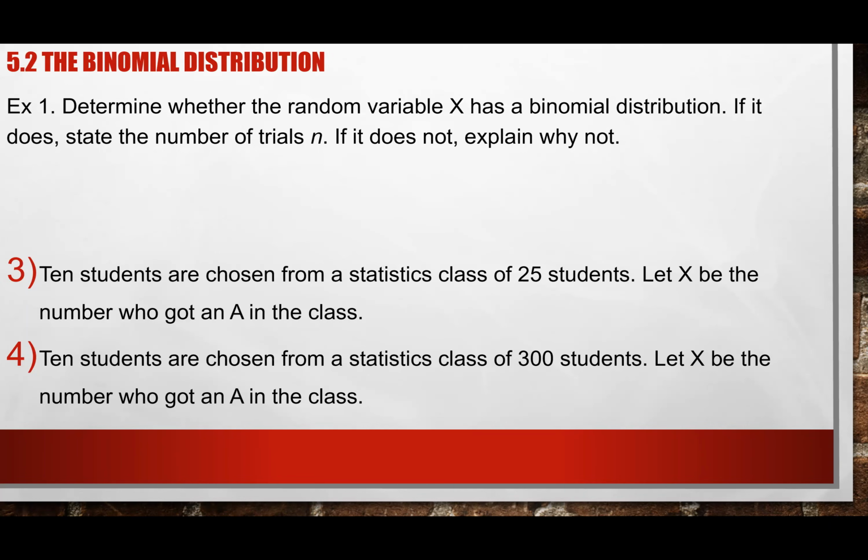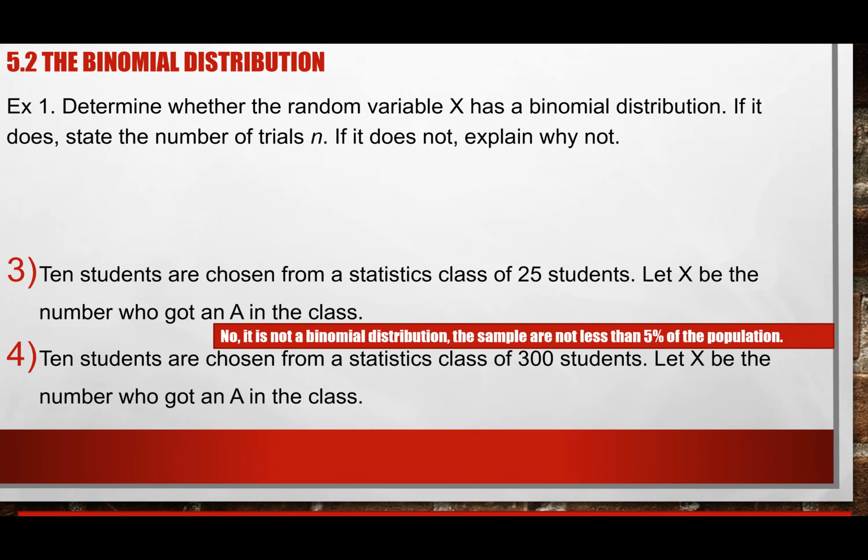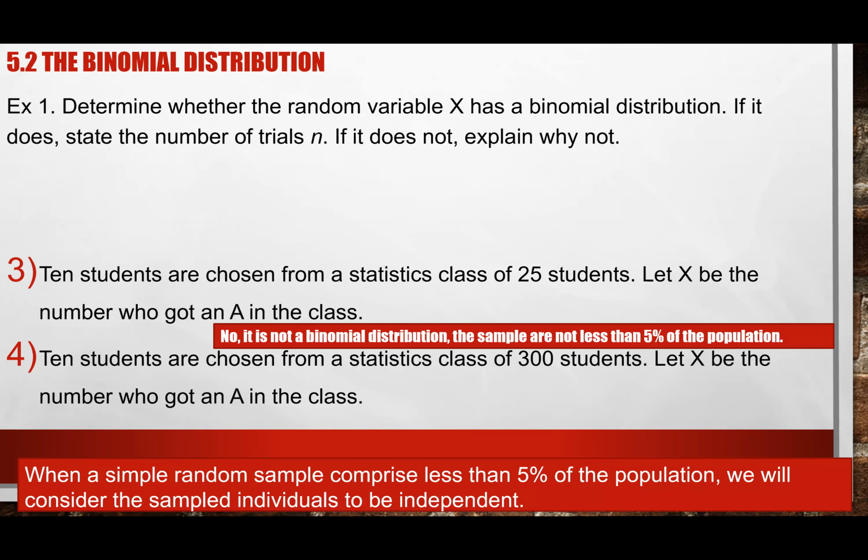But one thing is we bend this rule. We have a small rule that if we take some number of people from the population, to consider it a binomial distribution, the sample must be less than 5%. If the sample is less than 5%, then we will consider it an independent item.